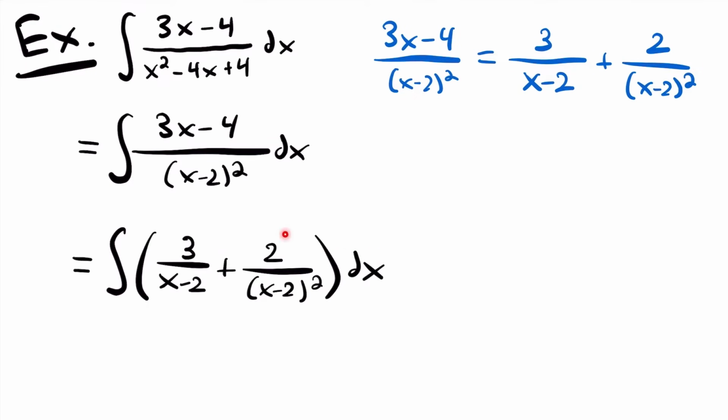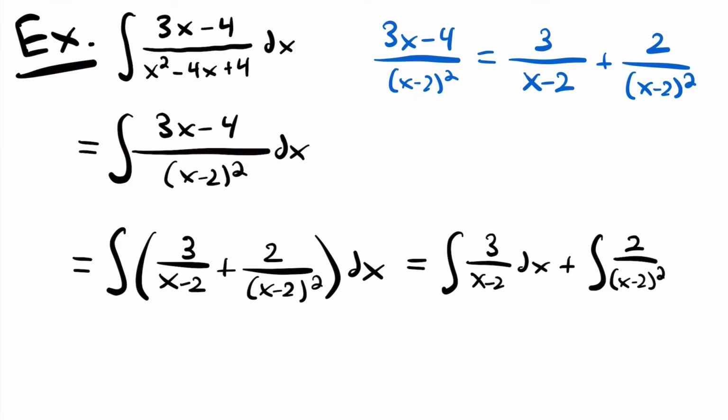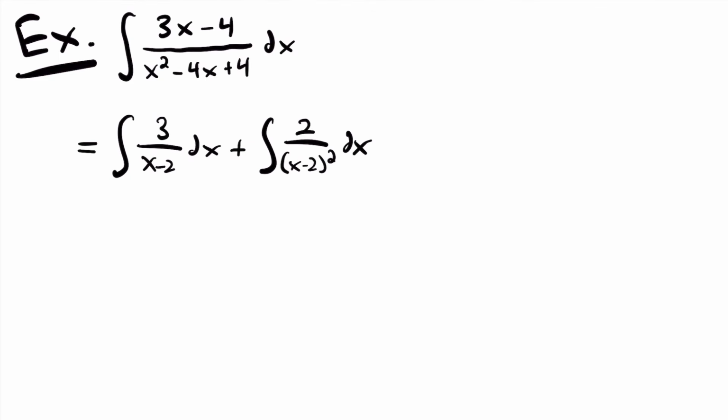Okay? And then we can split this up into two integrals, one for each of these fractions. So this will be equal to the integral of 3 divided by x minus 2 times dx plus the integral of 2 divided by x minus 2 squared times dx. Okay? And so if I clean up my work again, we can integrate each of these integrals individually. This first one is just going to require the use of the log rule of integration. And so this is equal to 3 times the natural log of the absolute value of that denominator x minus 2, right?